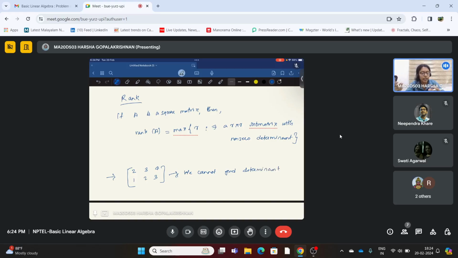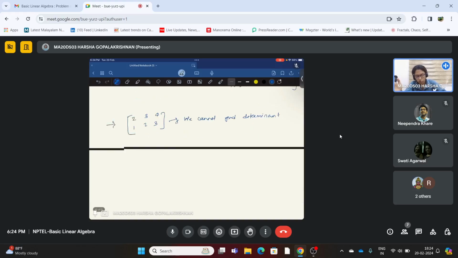But we can find a square submatrix of order 2, for example 2 3 1 2. Its determinant is 4 minus 3 equals 1, non-zero. So it has rank 2. The rank of the original matrix is 2. So even though we don't have a square matrix, we can find the sub-square matrices and using that, we can find the determinant.